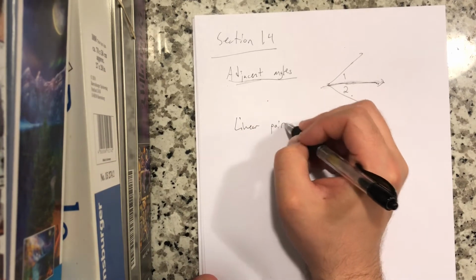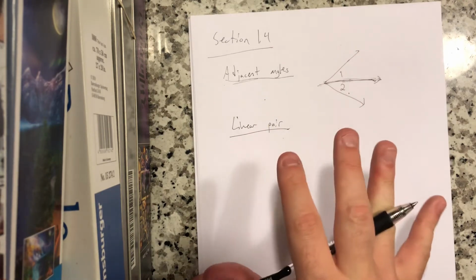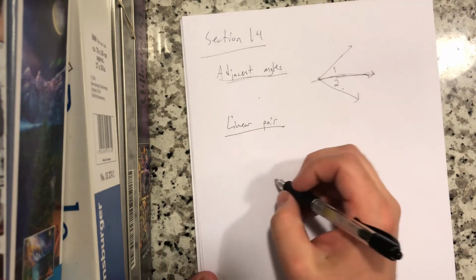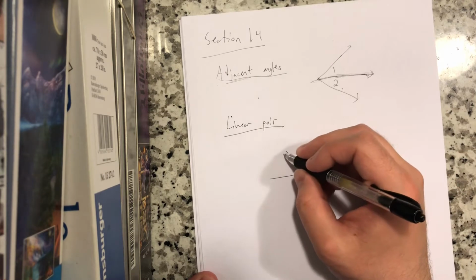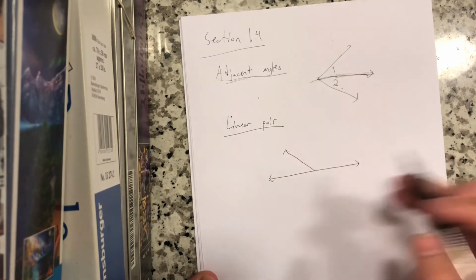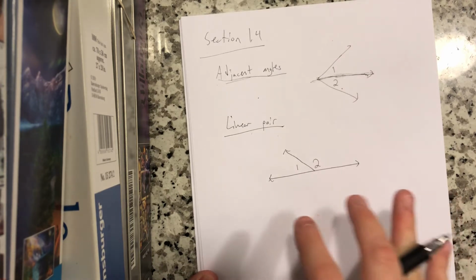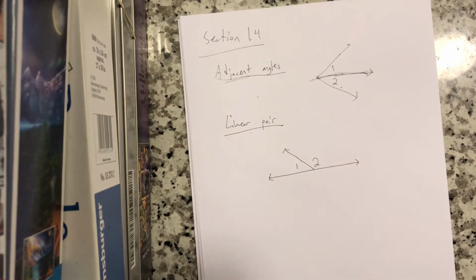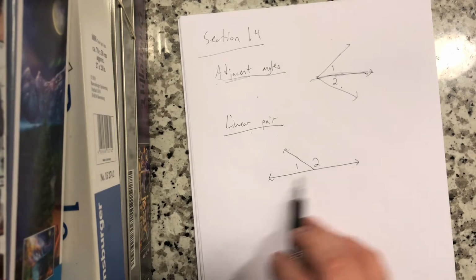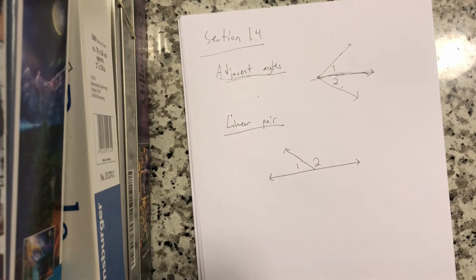A linear pair is the next thing. A linear pair is going to be made up of adjacent angles, but they form a line. That's what linear comes from. So here, angle 1 and angle 2 would make a linear pair in this case because they're adjacent, and when you add them together, they make a straight line. All right.